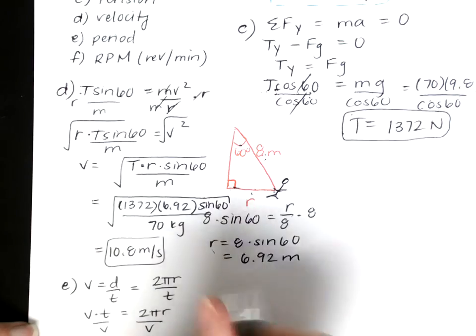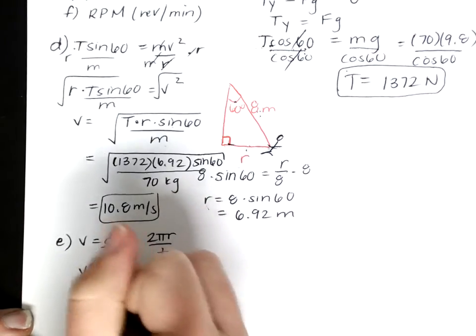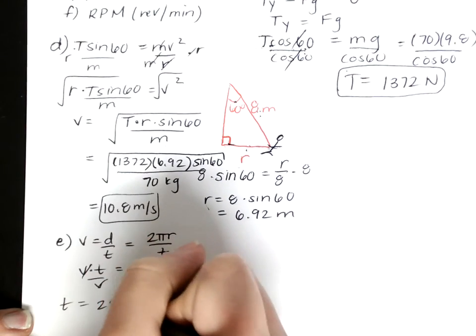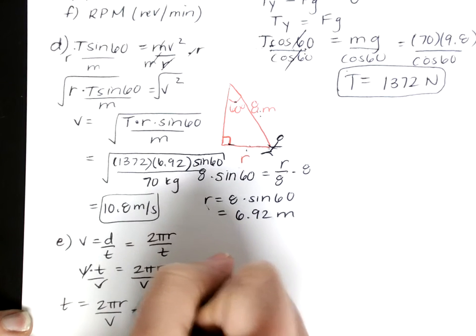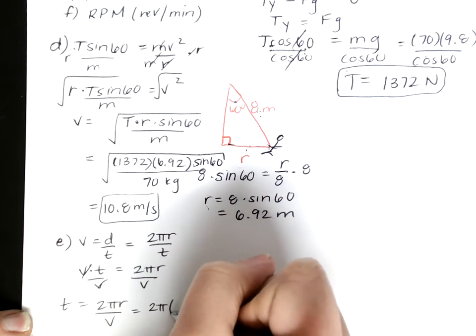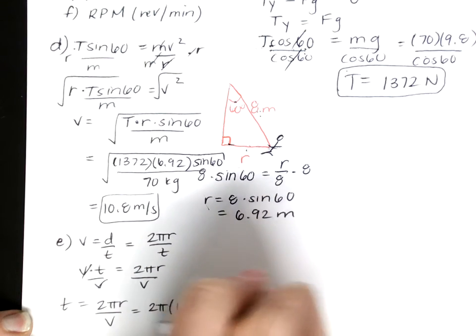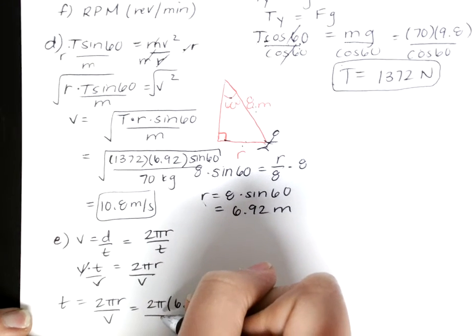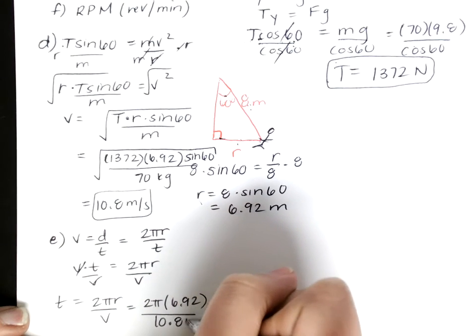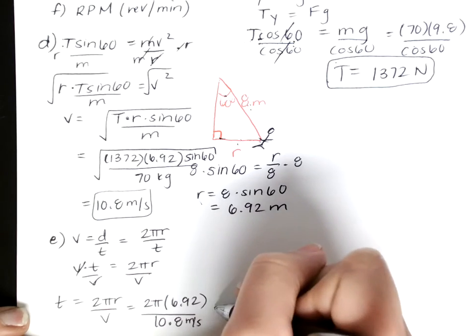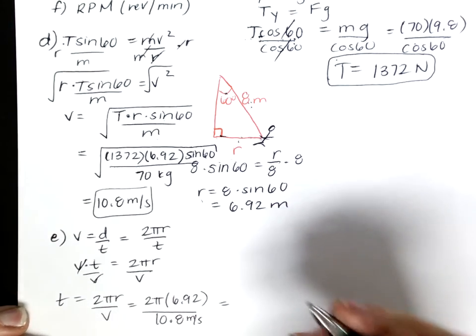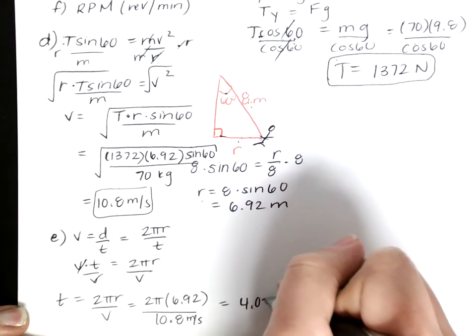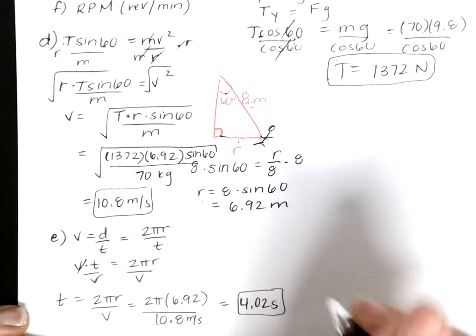You're left with t is equal to 2 pi r divided by v, which is 2 pi times the radius, which was 6.92 meters, and the velocity was 10.8 meters per second. You plug that in, you should get 4.02 seconds. That's the time for one revolution.